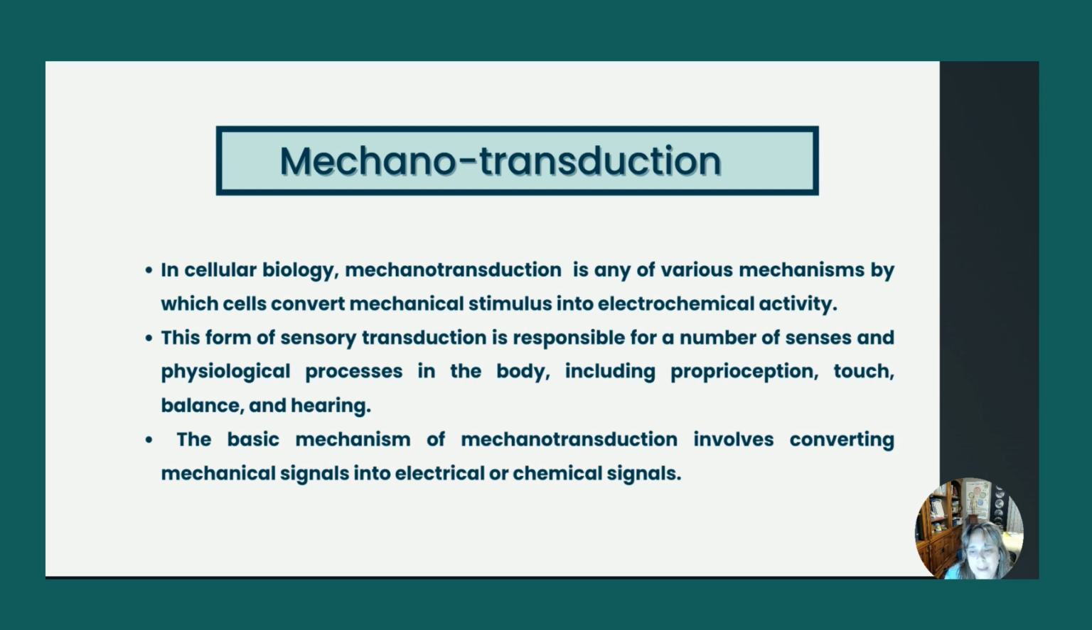So the basic mechanism of mechanotransduction involves converting mechanical signals into electrical or chemical signals. And this is what's happening throughout your body. Okay, every cell contains an electrical charge, and in order to get that cell to function properly, you need to create these signals in order for the muscles to contract and for movement to happen.